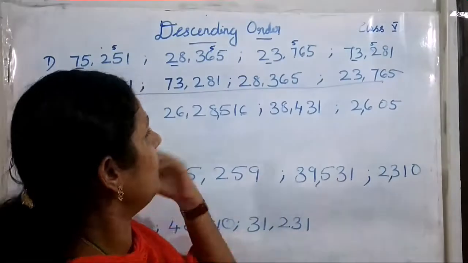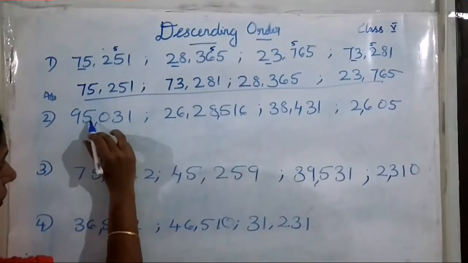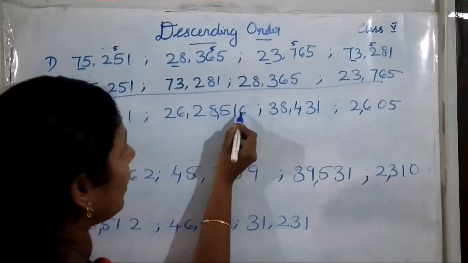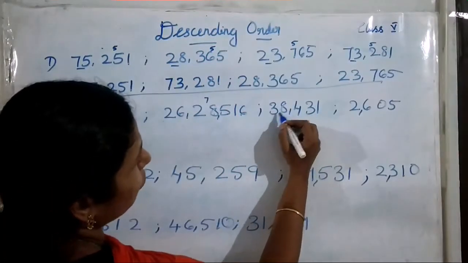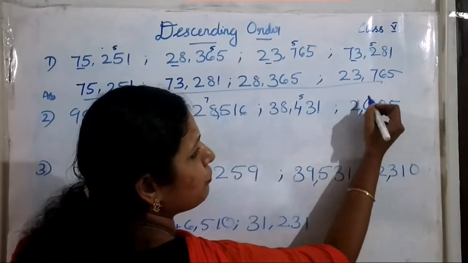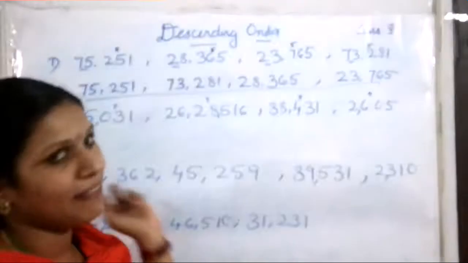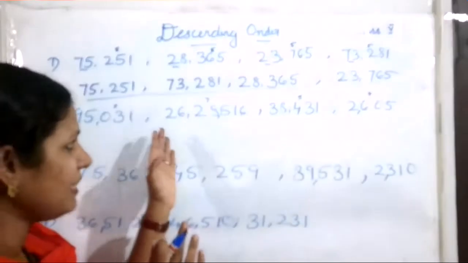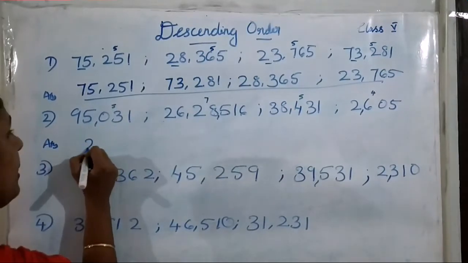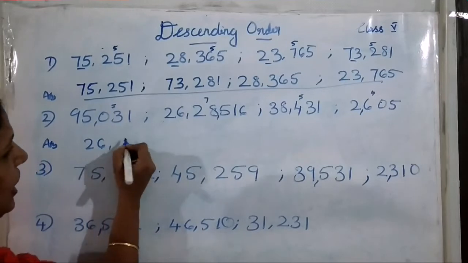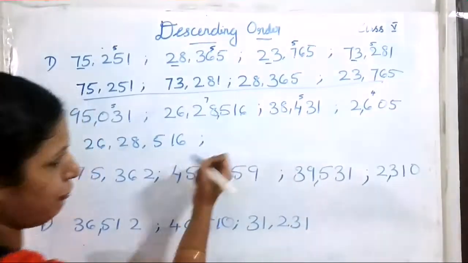That is descending order. Then the next question is, first we count the number of digits. That is 1, 2, 3, 4, 5. Here it is 7 digits. Here 5 digits. Here it is 4 digits. Okay. Comparing this 5, 7, 5, 4, which is the bigger one? 7 is the bigger one. So we write the 7-digit number in the first place. Understood? The answer is 26,28,560 in the first place.